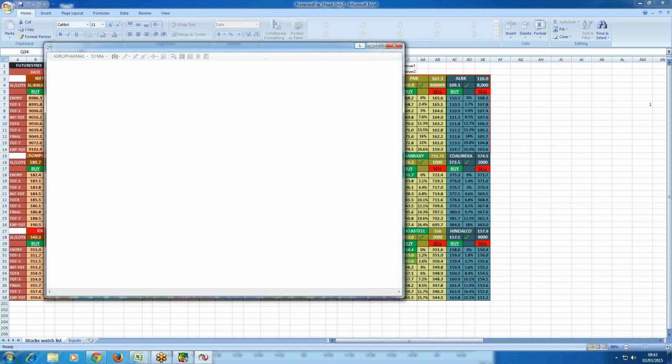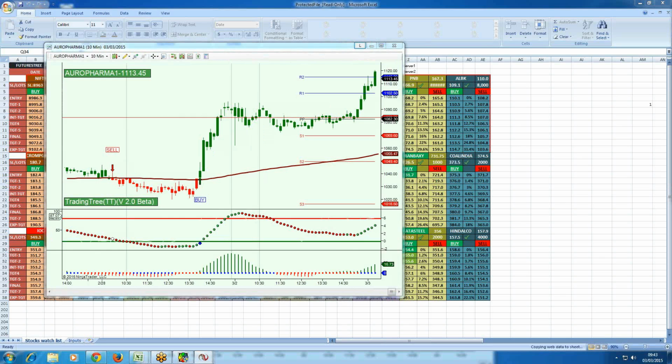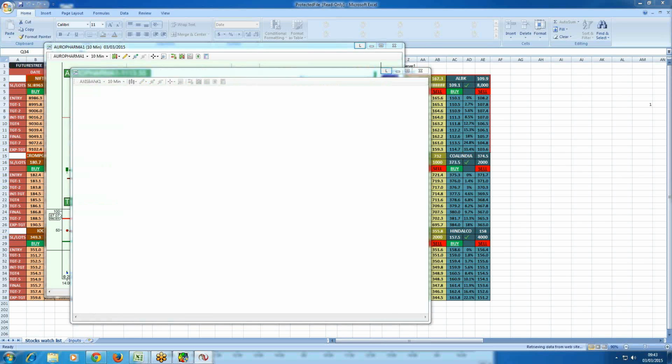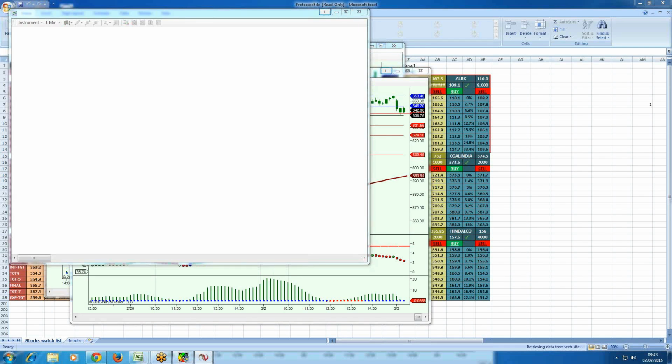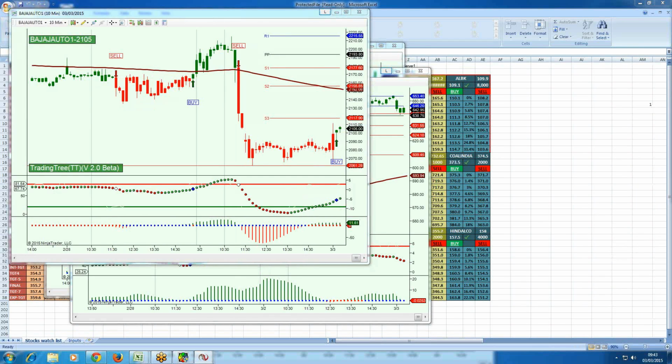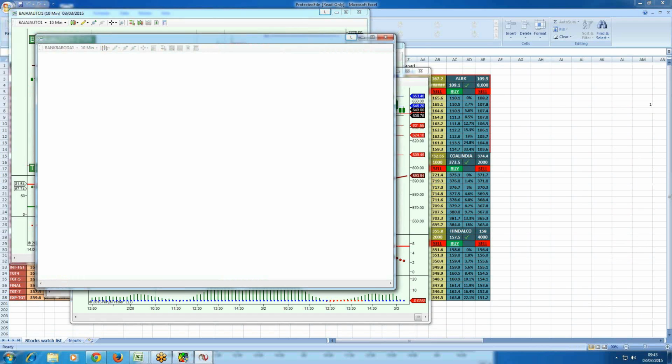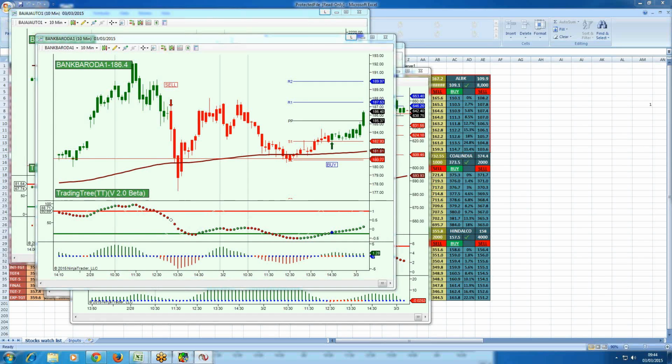So Aurobindo Pharma, we have a buy call. You can just see the trades here in Tradingtree. Bajaj Auto, we have a buy call in Tradingtree. Bank of Baroda, we have a buy call. So the next target will be 187.53.